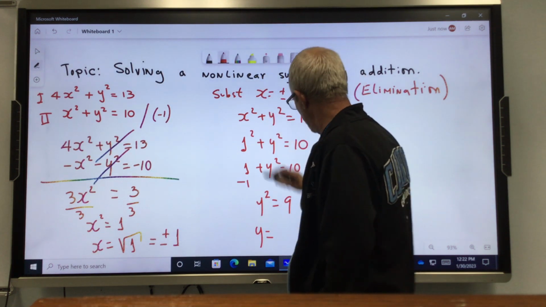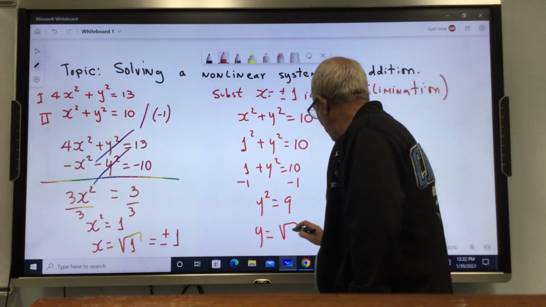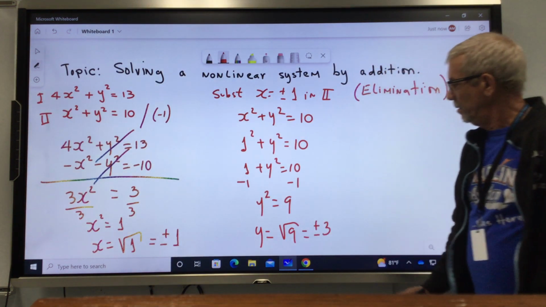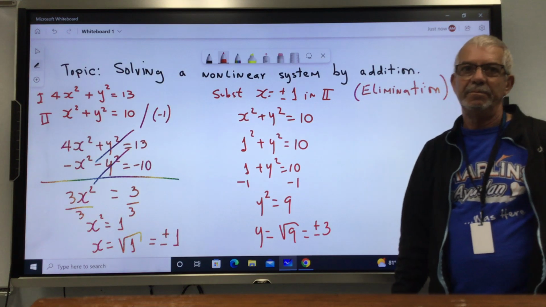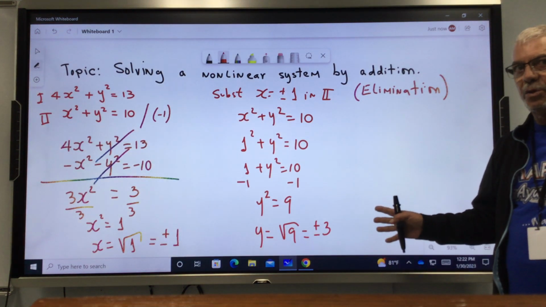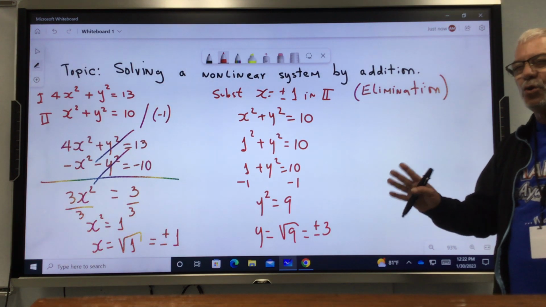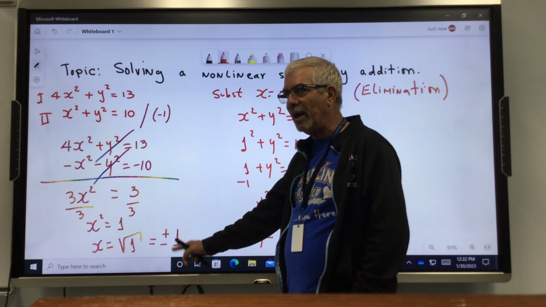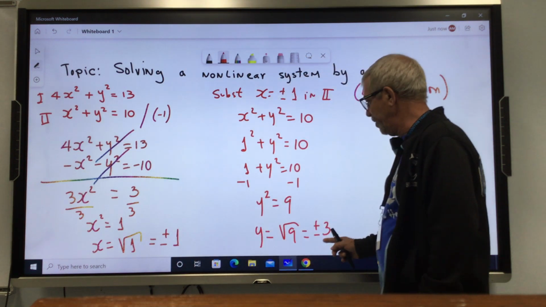Alright? We have two solutions. Then that is the square root of 9, that is equal positive and -3. And those are the two values of y. Then what is the problem when we have a system of nonlinear equations? Then you say, well, how many solutions do we have here? Look, we have positive 1 and -1, no? And here we have positive 3 and -3.